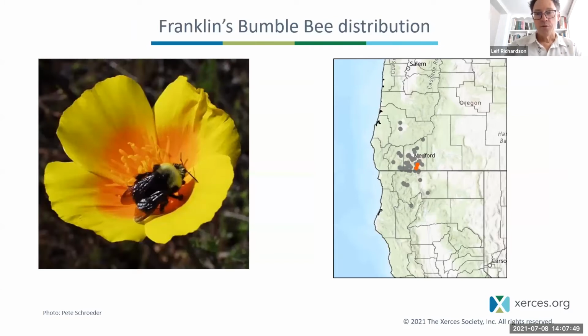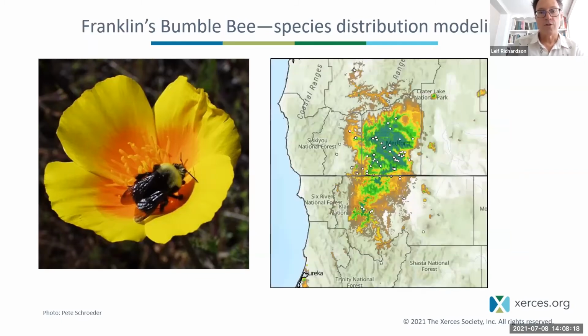This map shows you the sum total of all known observations of this bee. The gray dots are all of the records up to the year 2000, and then the orange-red colored dots are those that are more recent than that. So we only have a very few number of recent observations. Most of the observations are much older. And so it's imperative that we resurvey some of these former sites where the bee occurred to see if it's still there.